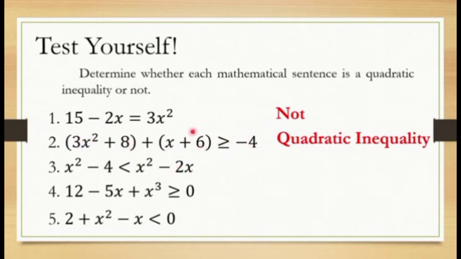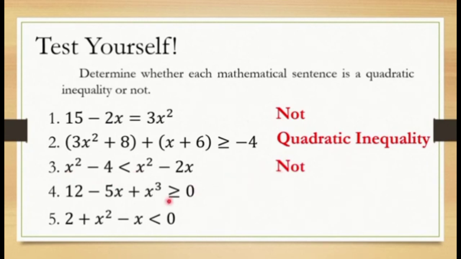ililipat natin to si negative 4. So, ang mangyayari, yung degree mo dito ng 2, hindi siya 0. Ang degree mo ay 2 at ang symbol mo ay greater than or equal. So, this is a quadratic inequality. Another. So, ito, kapag nilipat natin siya, magkakaroon tayo ng x squared minus x squared. So, ibig sabihin, yung a natin ay equal to 0 na. So, therefore, this is not a quadratic inequality.